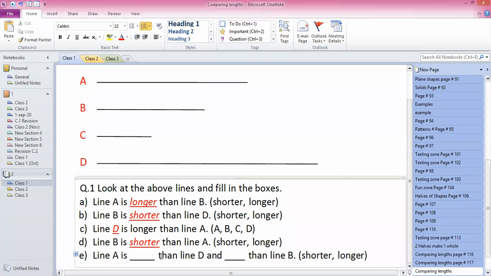Line A is dash than line D. First tell me this. What should I write here? Shorter. Line A is shorter than line D. Very good. Okay. And dash than line B. Longer. That's very good. Exactly, guys. The answer is line A is shorter than line D, but longer than line B.